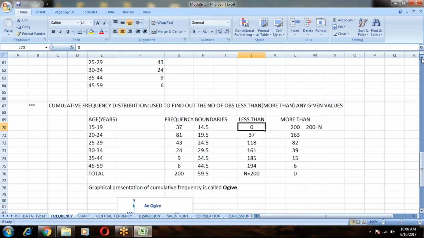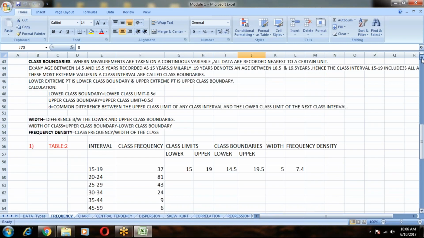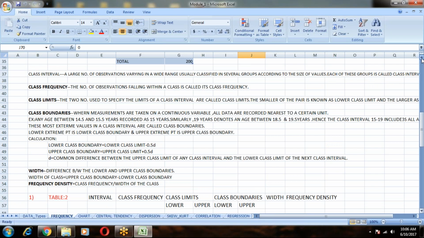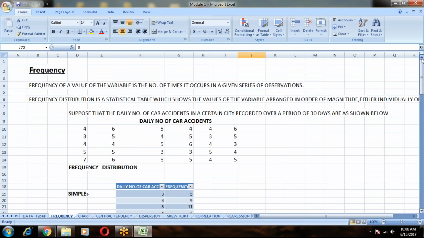I'll go over the concepts once again because a new person has joined. Do you have any idea what frequency is? You can speak or you can write it down.